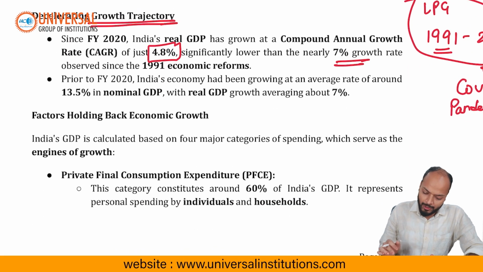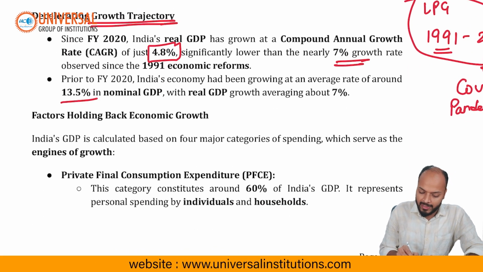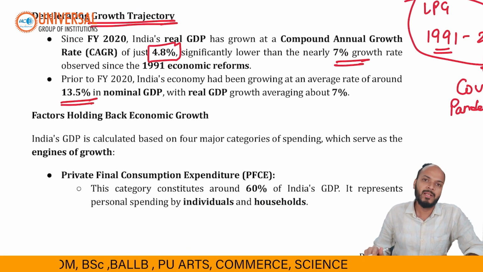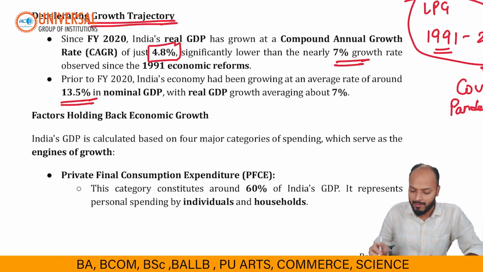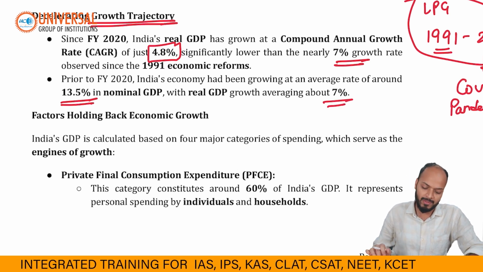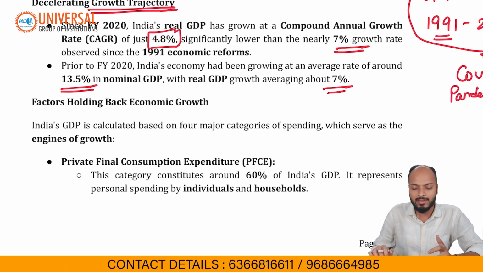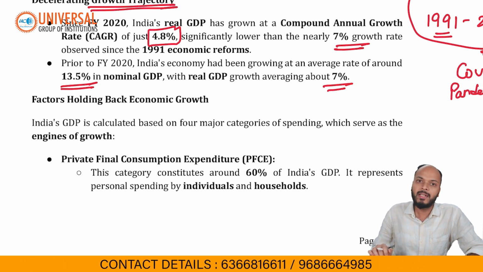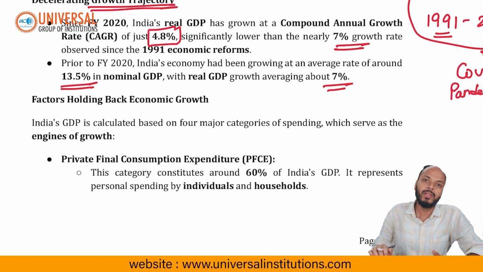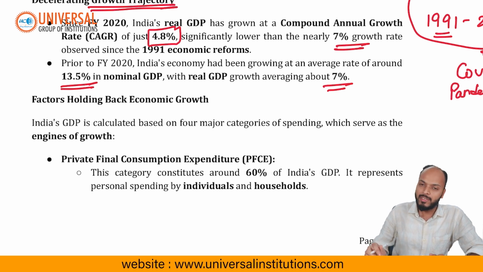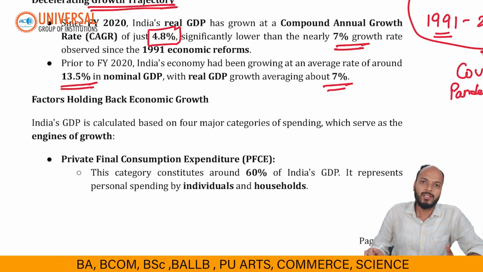Now if we talk about nominal GDP, it has grown by 13.5% compounded annually, and real GDP has grown by 7%. Now, what is holding our GDP? Why is our GDP growth stuck? In order to understand that, first we have to understand how we calculate GDP. There are three methods of calculation of GDP.